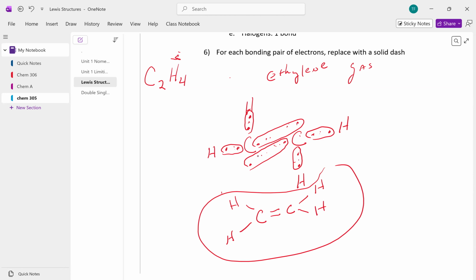Now, if you take my 306 class, I have Dry Lab 0. And Dry Lab 0 reviews Lewis structures, because the whole semester you're drawing structures. Whole semester. So that's why it's crucial that you understand this.